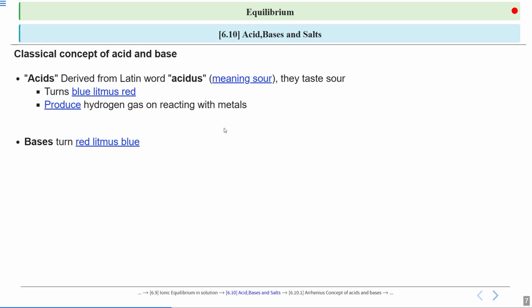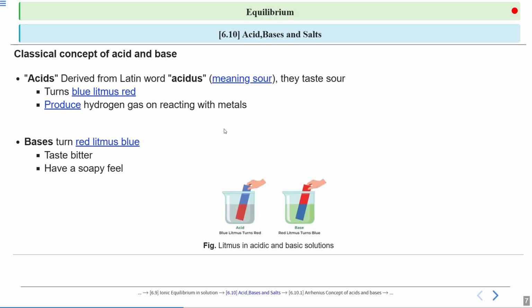Similarly, if I talk about a base, then a base turns red litmus blue. Further, it will taste bitter. Third, it will have a soapy feel. This is a general physical property that we are discussing. It is soapy to touch. If you touch it, it will feel like soap.